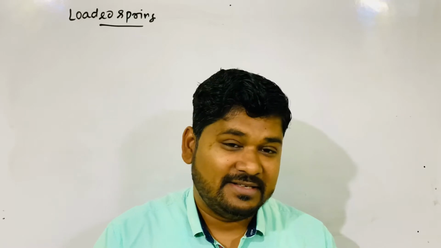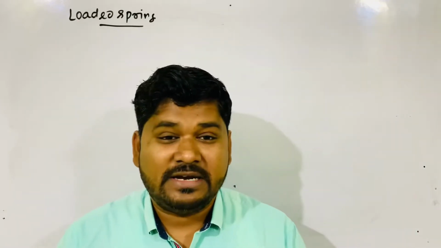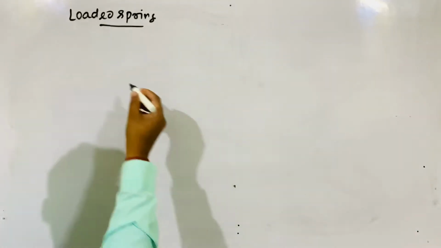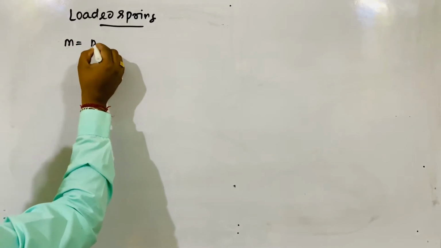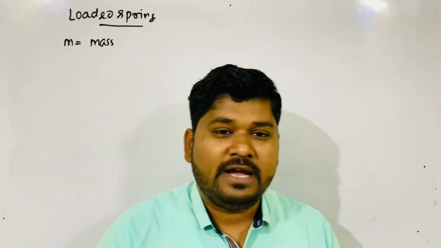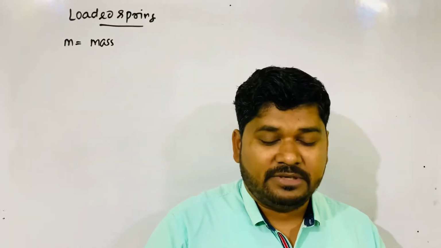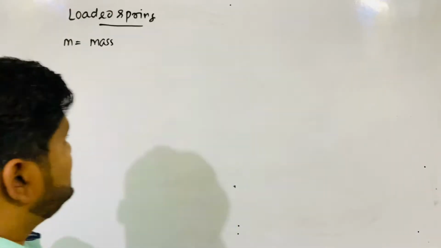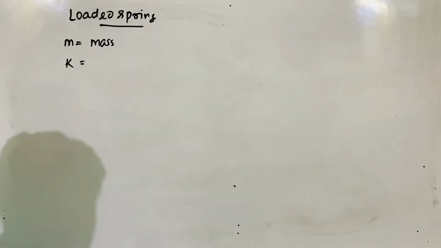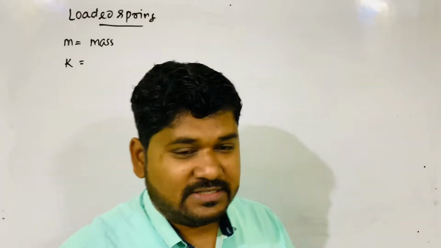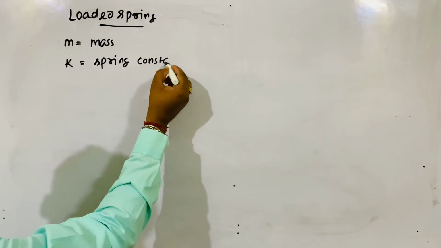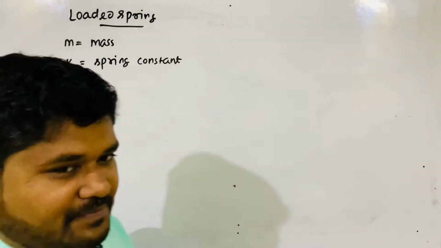So now let's discuss. First we have to specify what symbols we are using here. First, M is equal to mass, the mass of the body which we will hang from the spring. Then the next is K. K is the spring constant. You know about the spring in the laws of motion chapter.